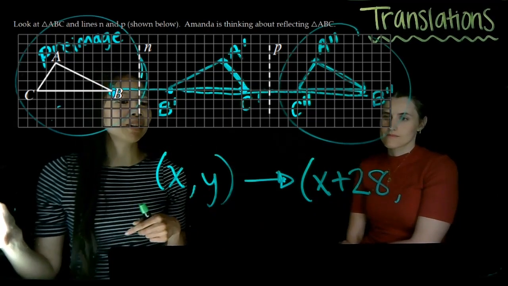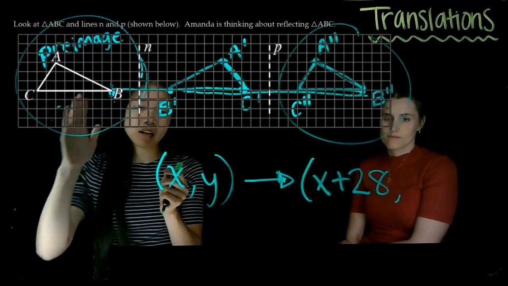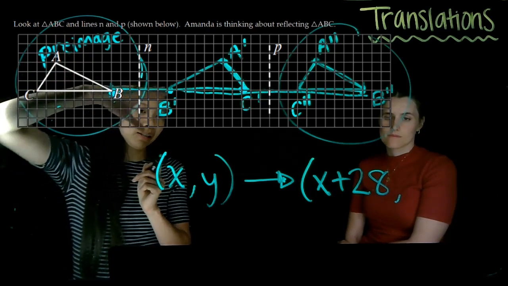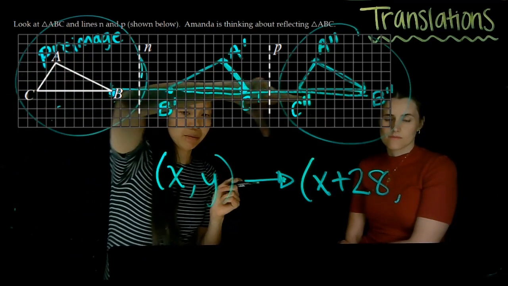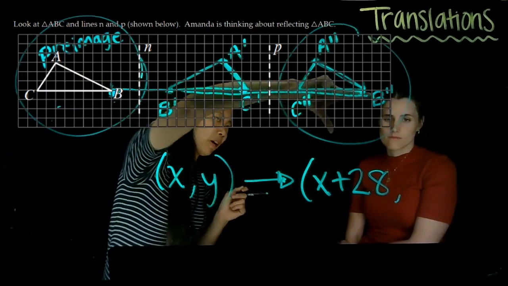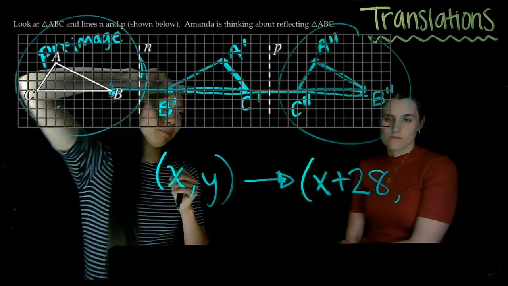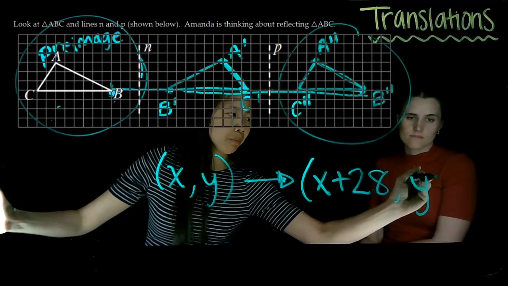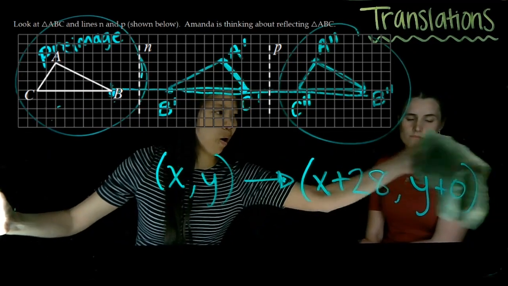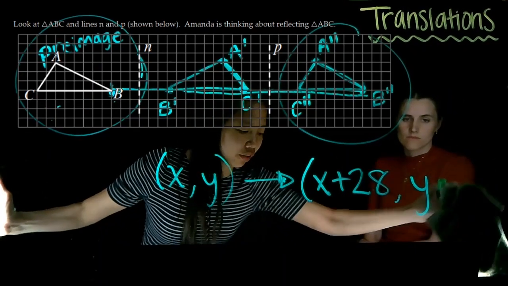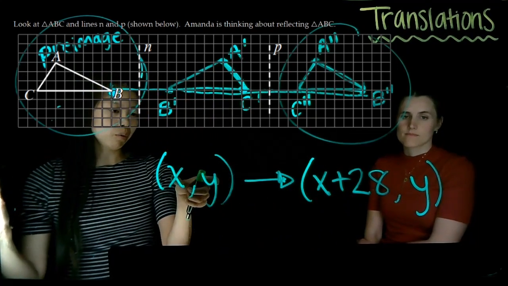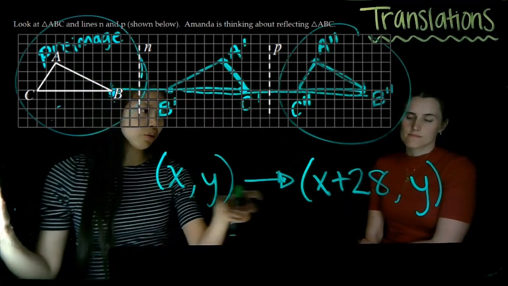And similarly, we can give directions for the y coordinates. How far vertically did we shift? My B is still on the same line as my original B, my B double prime and my B prime. They're all on the same line. So I did not shift up or down any. So I could just leave this as y plus 0, or I could also just call it y. So this is some notation you'll also see in your assignment. This just gives you directions for how to get from your original or your pre-image to your new image.